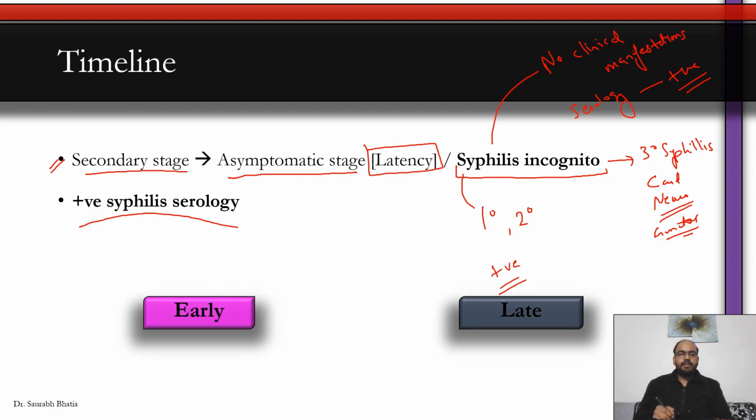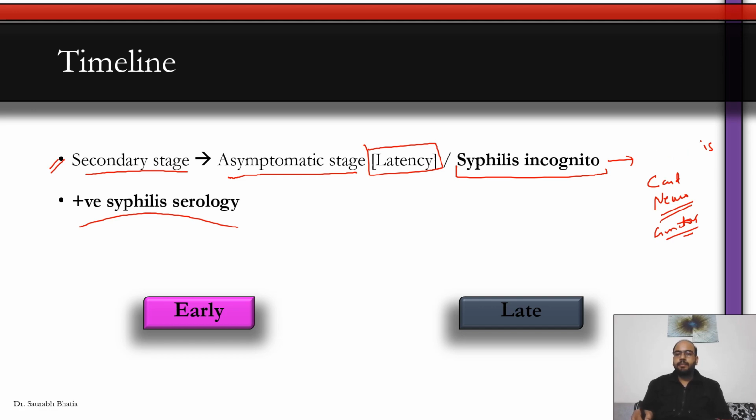So what happens is that there are two distinct divisions. We have the early stage of syphilis and the late stage. Now remember, the late stage is different from the latent stage. In the latent stage, it is asymptomatic. Okay, and the treatment also differs.